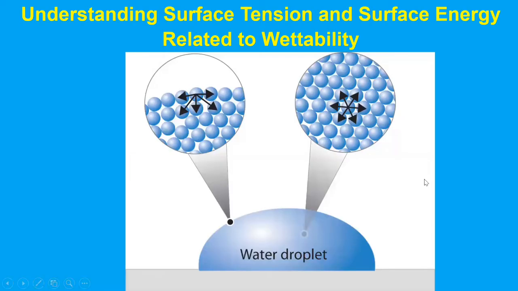So first of all, you need to understand what the surface tension is and what the surface energy is. Remember, we measure surface tension for inks, whether solvent based inks, water based inks, or UV inks. So surface tension we measure for inks, and surface energy we measure for substrates, whatever substrates we are using.